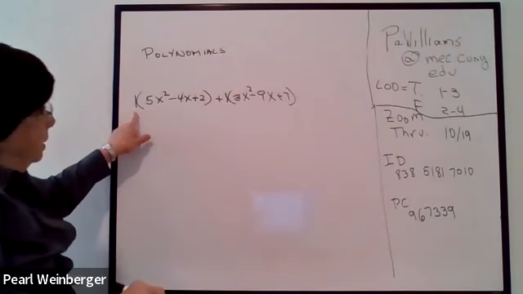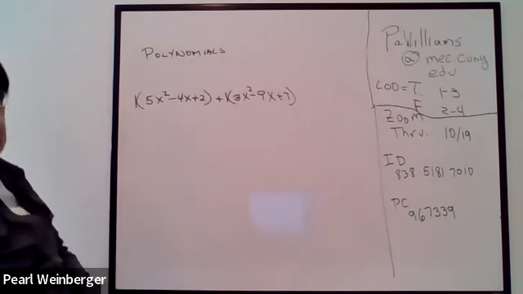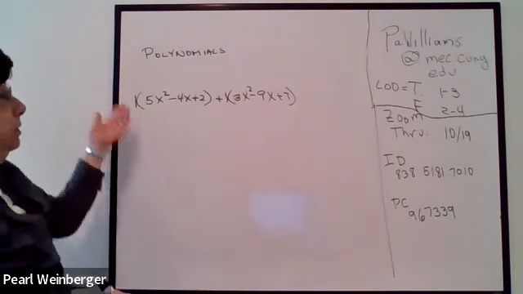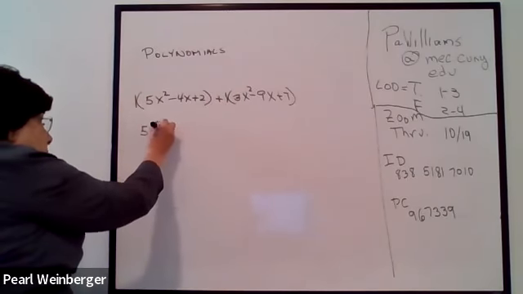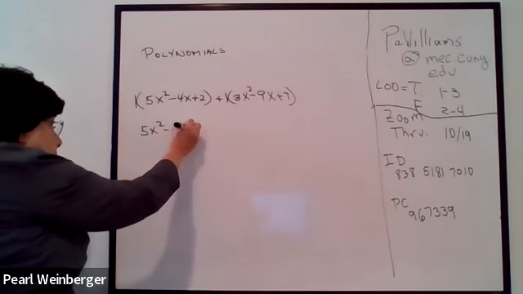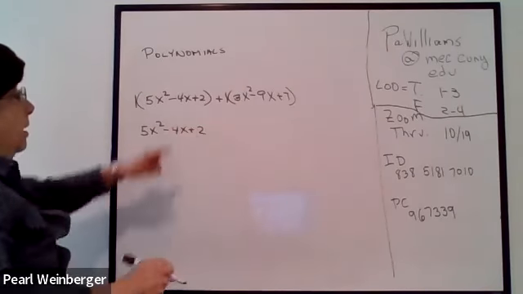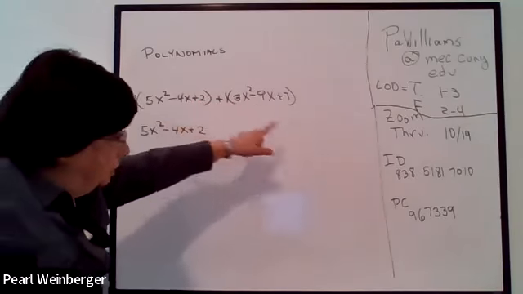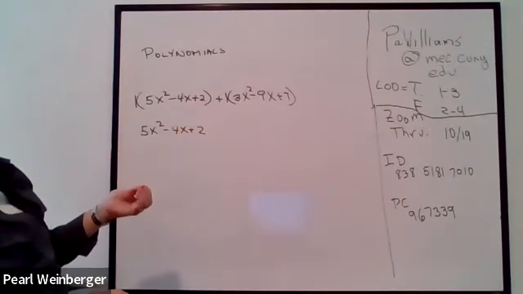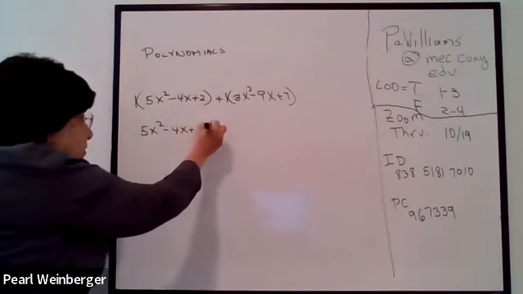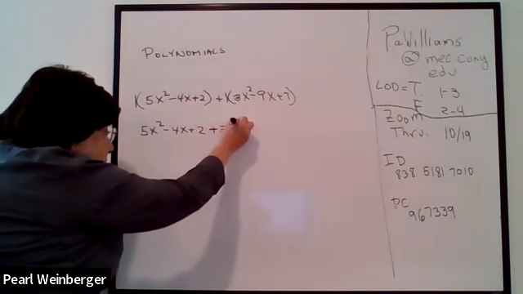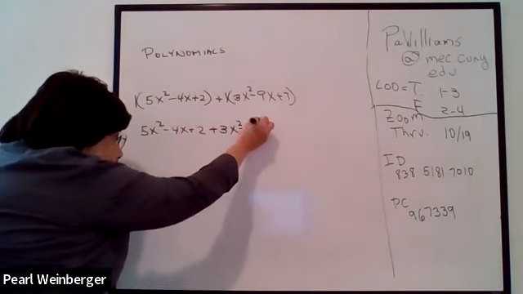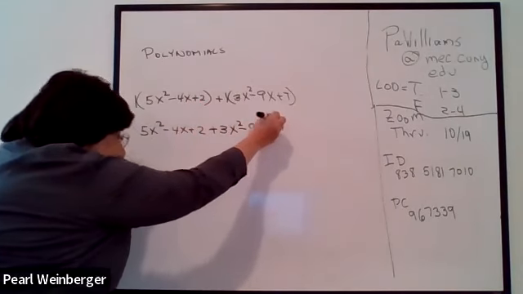So I'm going to multiply the first parentheses by 1, which means it's just going to stay 5x squared minus 4x plus 2. And then I'm going to multiply the second parentheses also by a plus 1. So it's also going to stay the same. It's going to be plus 3x squared minus 9x plus 7.